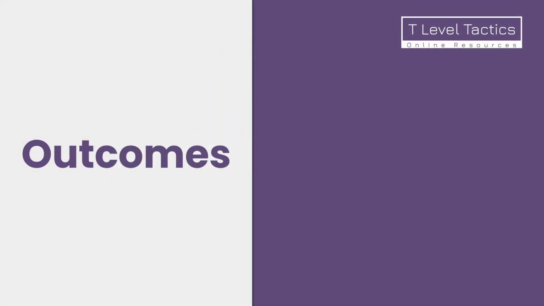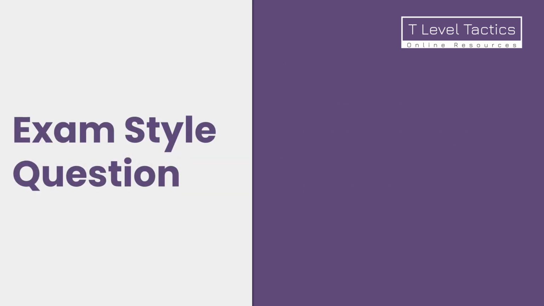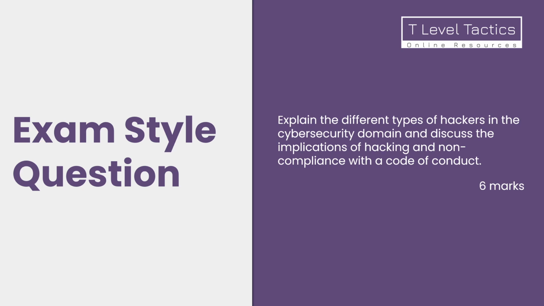Okay, so in this video we've identified types of hackers, we've explained the types of malicious activity that an organization may encounter, and we've also analysed the implications of hacking on an organization and individuals. Let's have a look at an exam-style question. Explain the different types of hackers in the cybersecurity domain and discuss the implications of hacking and non-compliance with a code of conduct.